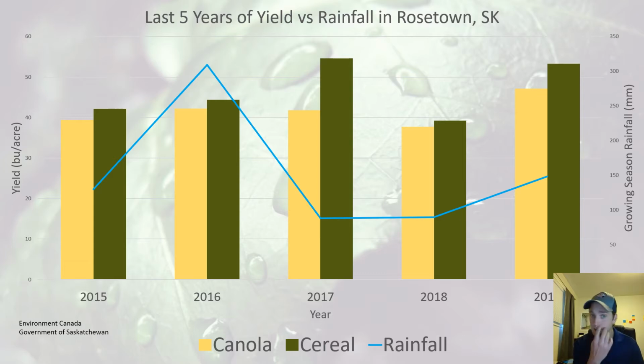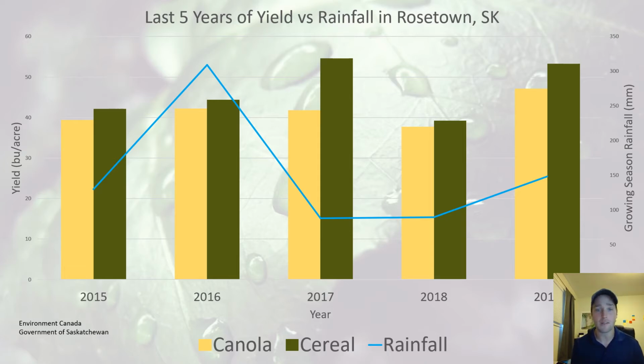So my point here is in 2017 we received less than average rainfall. I think it was somewhere in the realm of that station of around 4 inches of rain, and we grew the biggest cereal crop that Rosetown had seen in 5 years. So how could that have possibly happened, right?